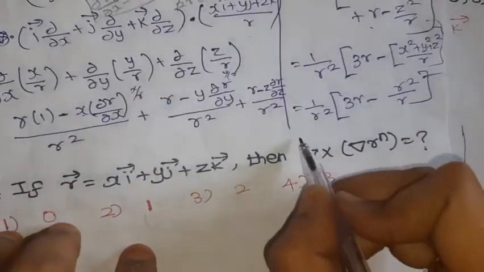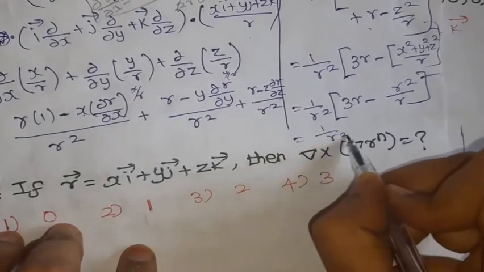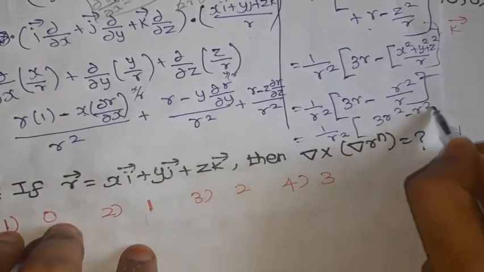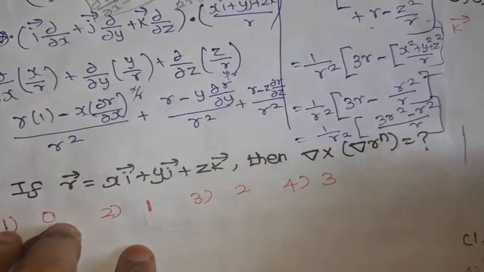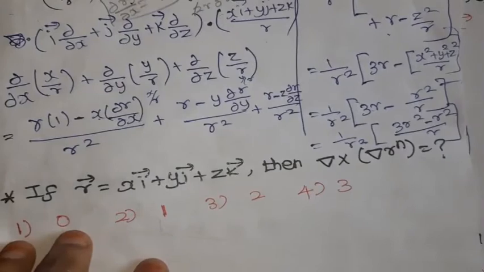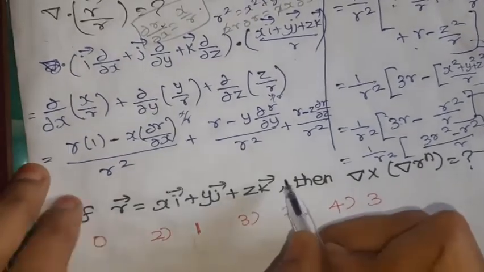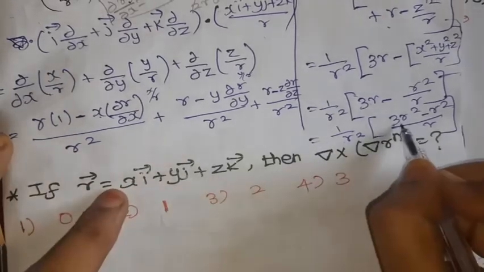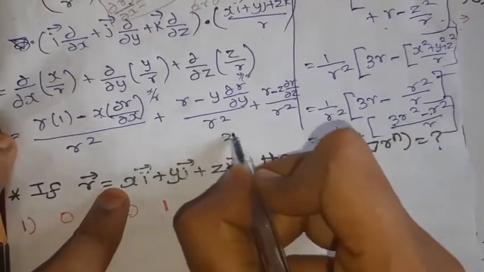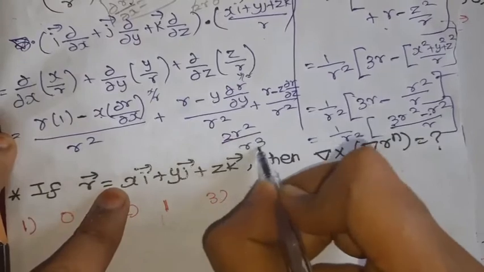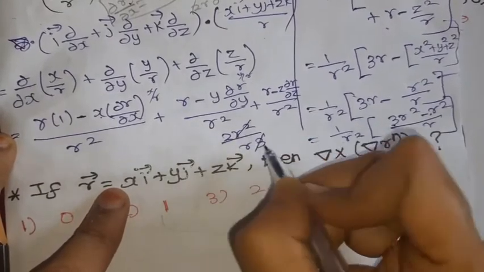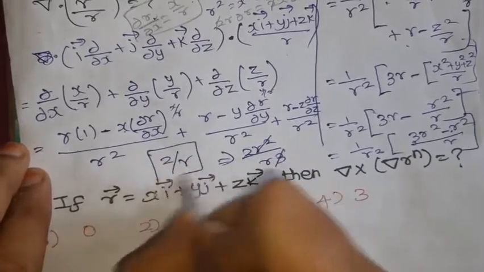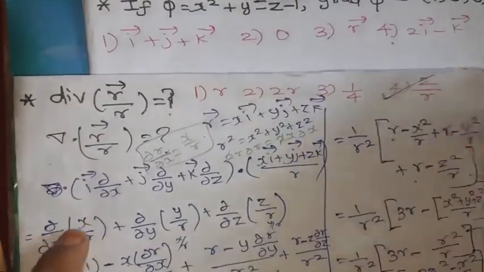By taking the LCM, 3r squared minus r squared divided by r. Here, in the denominator we have r cube, and the numerator is 3r squared minus r squared, which is 2r squared, divided by r cube. So r squared over r cube gives 2 by r. Obviously 2 by r is the right option, option 4.